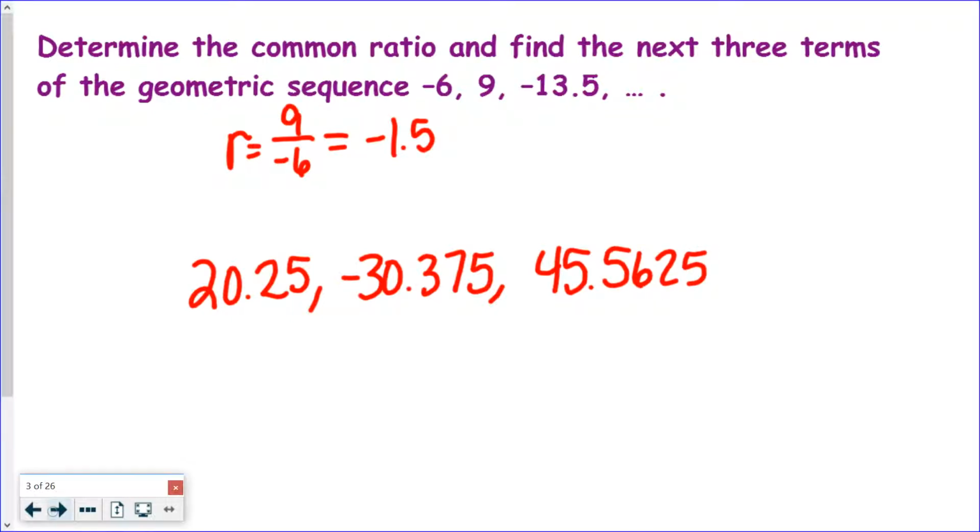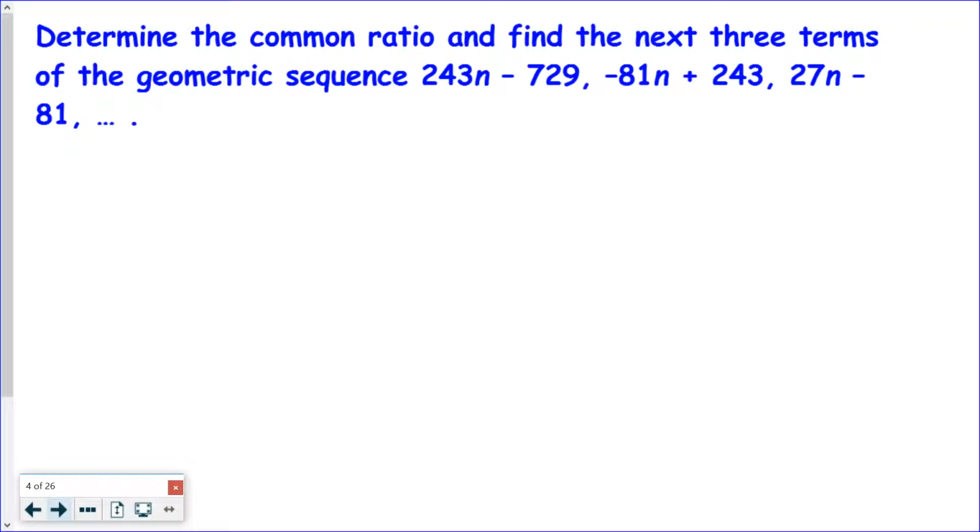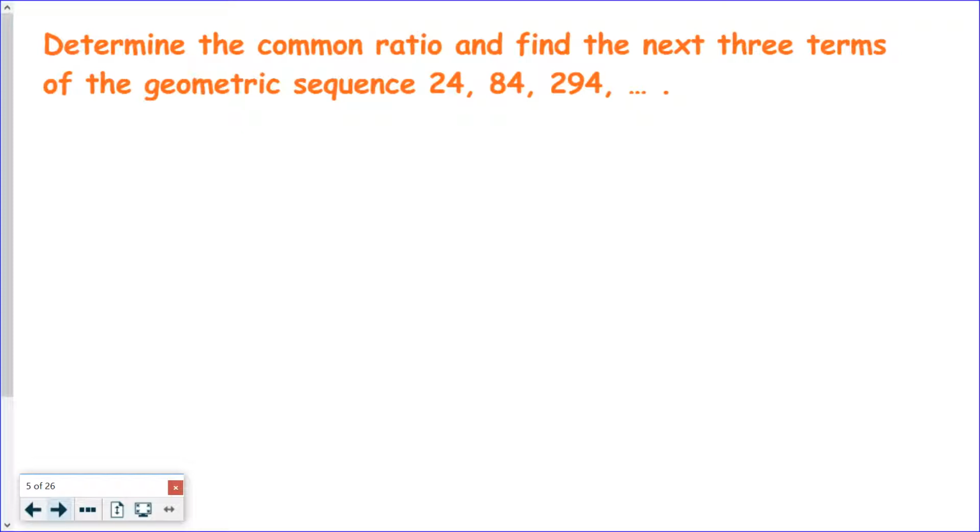All right, let's look at the next one. Again, to find that common ratio, oops, I did these out of order during class. To find our next ratio, we are going to take any term and divide it by the term that came before it. So 84 divided by the term before it, which is 24, and that would be 3.5. So each time to come up with the next number, we're going to multiply the term by 3.5.